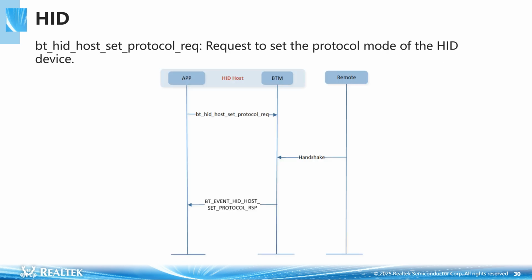Taking the BT HID host set protocol request interface in the Realtek SDK as an example, the interaction flow is shown in the diagram. The application initiates BT HID host set protocol request, and after the handshake with the peer device, the application receives BT event HID host set protocol RSP.